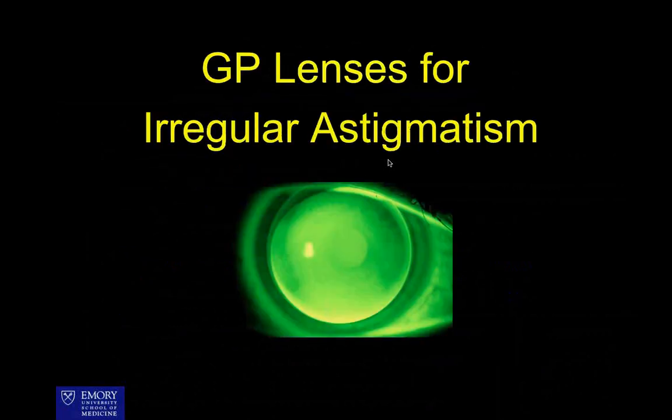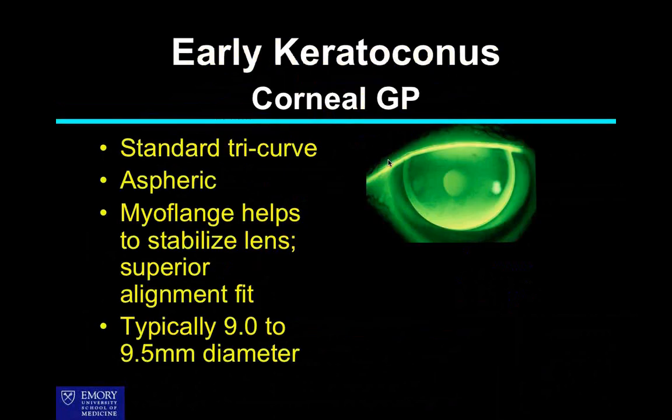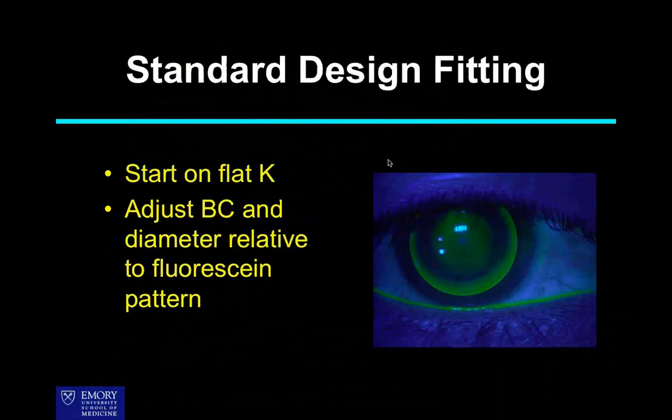In using corneal GP lenses for irregular astigmatism, we have standards, and in early keratoconus, use a standard, that's what I use, a standard tricurve or an aspheric. Myoflange is a thinning effect, knocks off some mass using the upper lid to keep that lens aligned properly, typically starting with a 9.0 to 9.5 millimeter diameter on these mild to moderate cones.